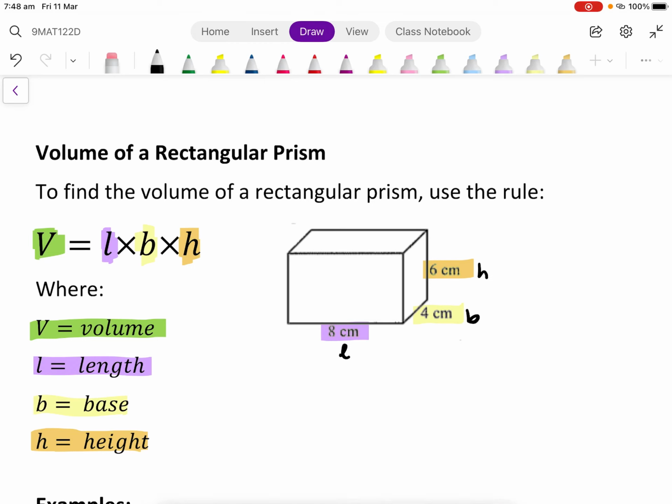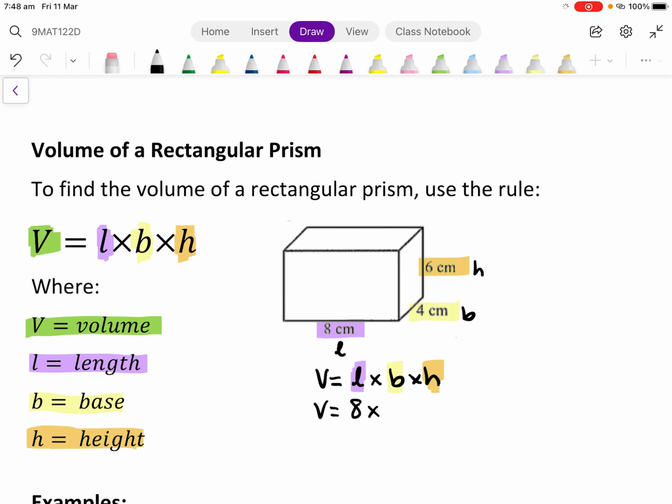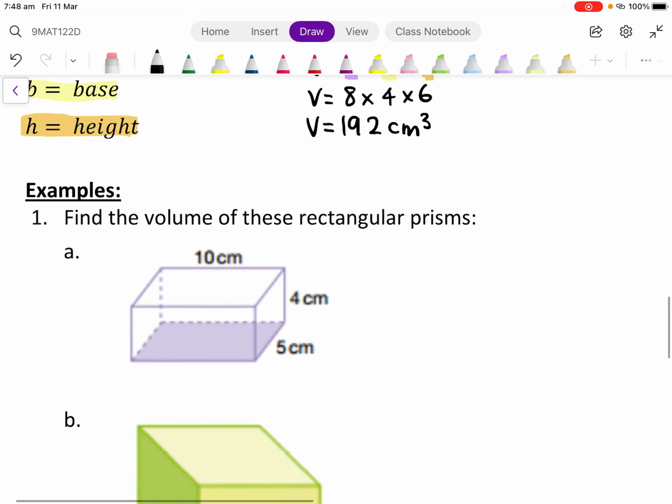If we were to find the volume of this rectangular prism, we would write out our formula, V equals L times B times H. We would then have to substitute in our values for L, B and H. So we'll have V equals our length of 8 times our base of 4 times our height of 6. So then V equals, in our calculator, 8 times 4 times 6, which equals 192 centimeters cubed. So again, remember, volume is measured in units cubed. Let's have a look at some more examples.